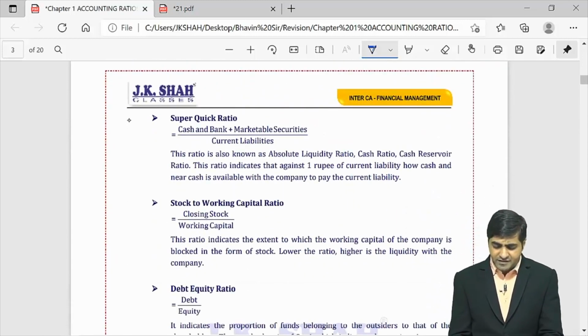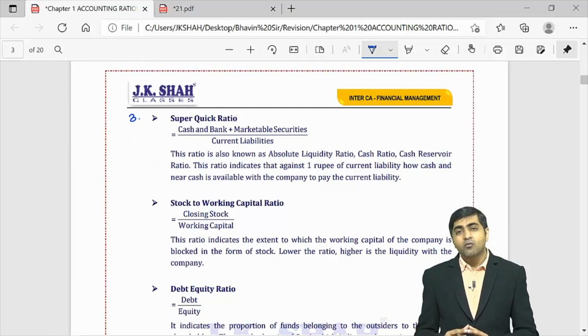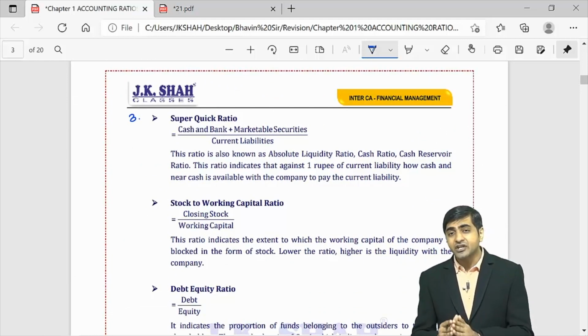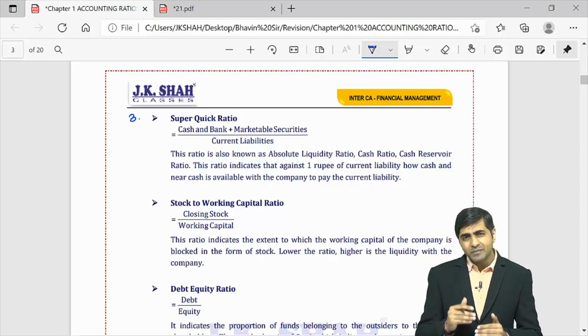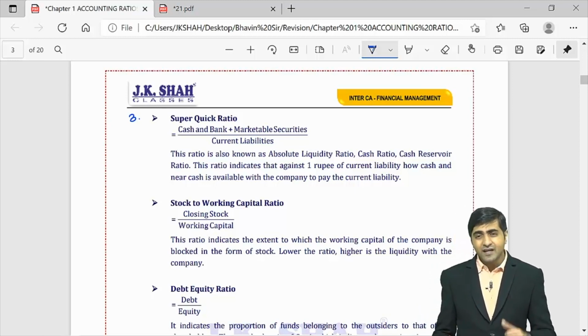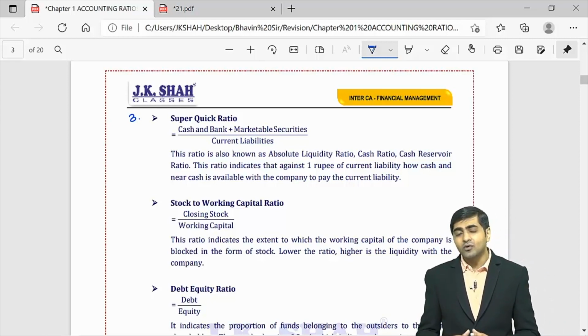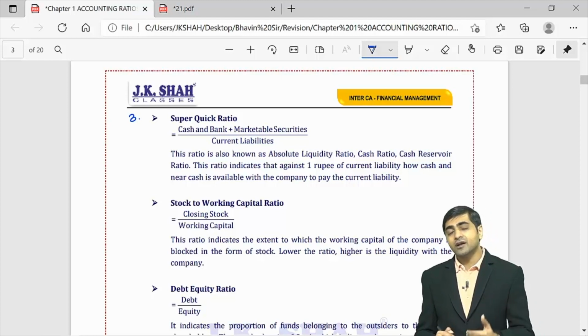Then guys, we have something called your super quick ratio. In the super quick ratio, whatever is the cash and cash equivalent readily available to meet your current liabilities, we have to take that into consideration. So guys, we have cash and bank and marketable securities, which we compare with your current liabilities, so that we can come to know what is the liquidity which is available with the company right now to meet your current liabilities.